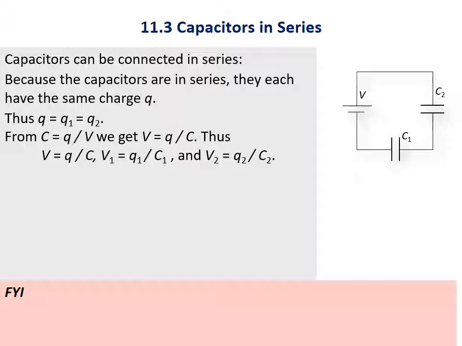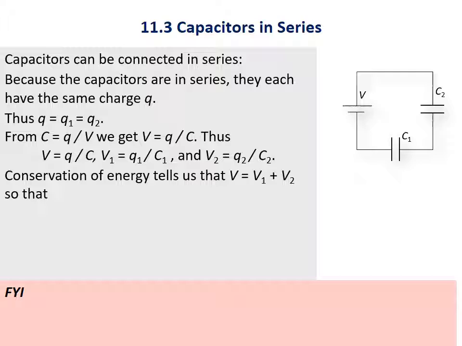Thus, the voltage is Q over C. That means the voltage across capacitor 1 is Q1 divided by C1, and the voltage across capacitor 2 is Q2 divided by C2. Conservation of energy in this case tells me that the voltage supplied by the battery is equal to the voltage dropped by C1 and C2.